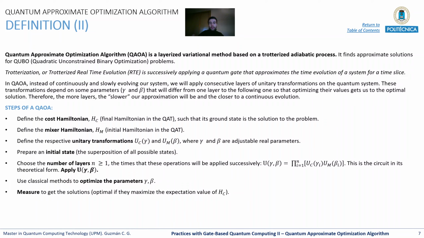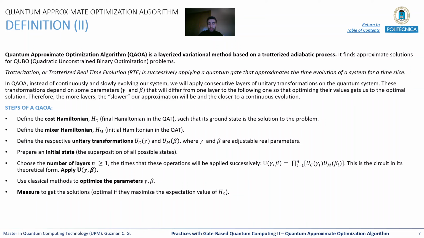We just apply them consecutively. So in their operational form, we will be multiplying all of them. How many times? The times that we've defined as n, or the number of layers. That would be the circuit.